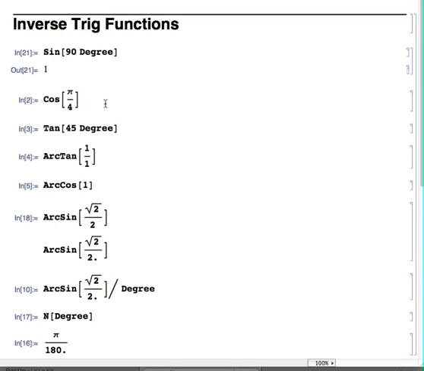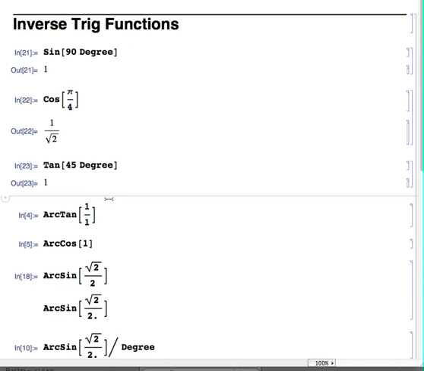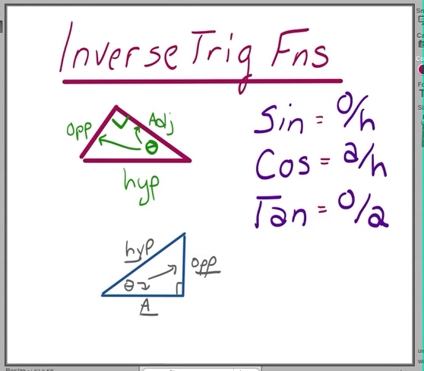The cosine of pi over 4, that's radians, so we don't have to say degrees, is 1 over root 2, and we usually express that as root 2 over 2. The tangent of 45 degrees is 1. Now, why is the tangent of 45 degrees 1? Well, let's go back and look at that.